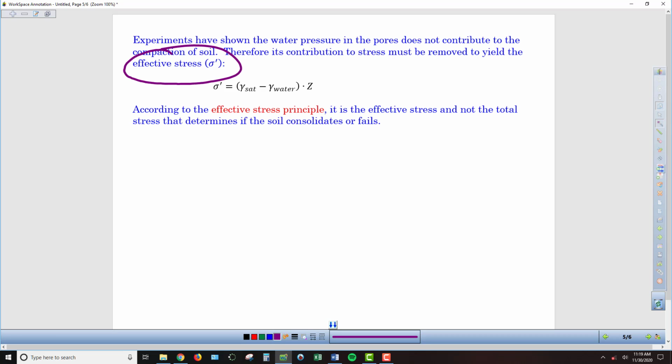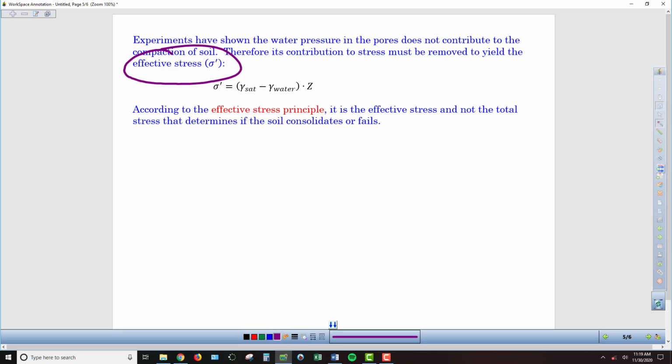So we've got this sigma prime, where we will take the saturated density, subtract the density of the water, and then multiply that times the depth of the soil, the thickness of the soil sample, to achieve the effective stress of that material. So saturated density minus the density of the water times the depth, that's going to give us the effective stress that the soil is experiencing.